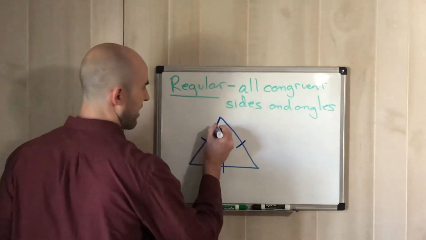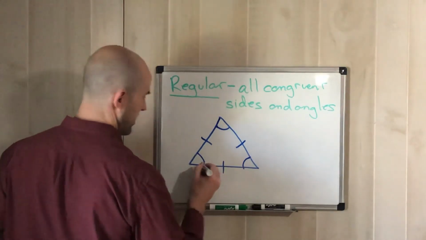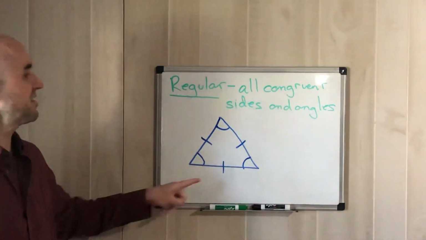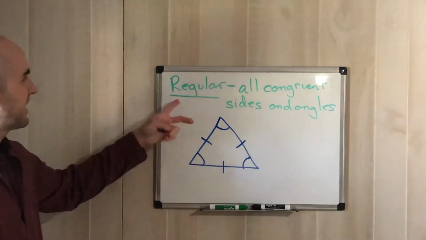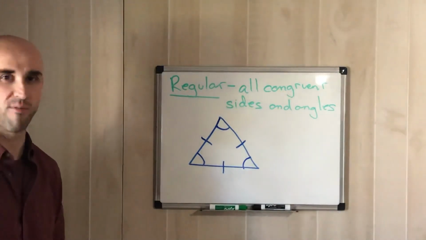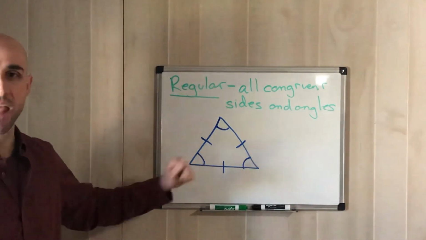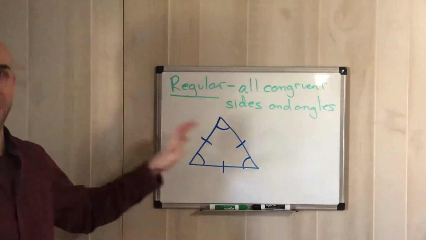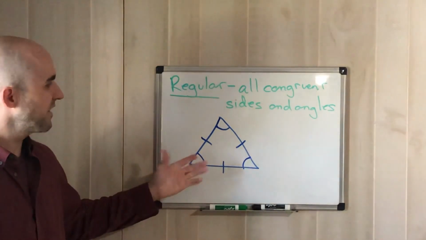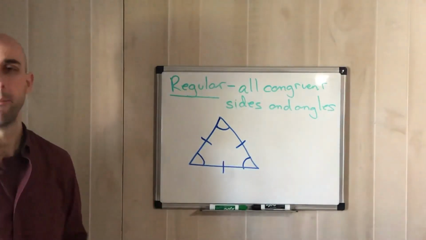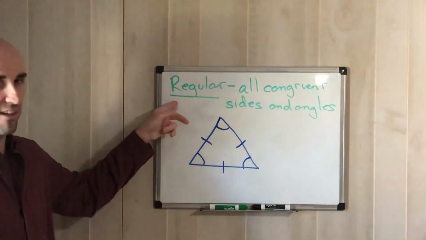But the second I make all the angles the same, now we see all the sides are the same and all the angles are the same. Since everything is congruent, it's regular. That would be considered regular. It's also considered all three. Technically, it is equilateral and it is equiangular. It's equilateral because all the sides are the same, and it's equiangular because all the angles are the same. But when we have everything the same, the best way to describe it would be regular.